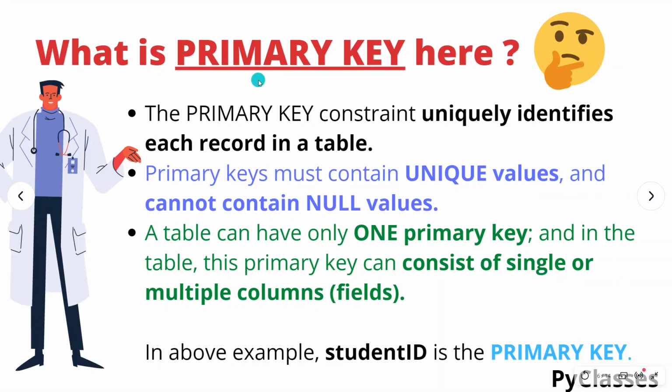So, what is primary key here? As you can see in the previous example, we have defined student ID as a primary key. So basically, primary key uniquely identifies each record in a table. Primary keys must contain unique values and cannot contain null values. A table can have only one primary key at a time. And in this table, this primary key can consist of single or multiple fields. In the above example, student ID was the primary key.